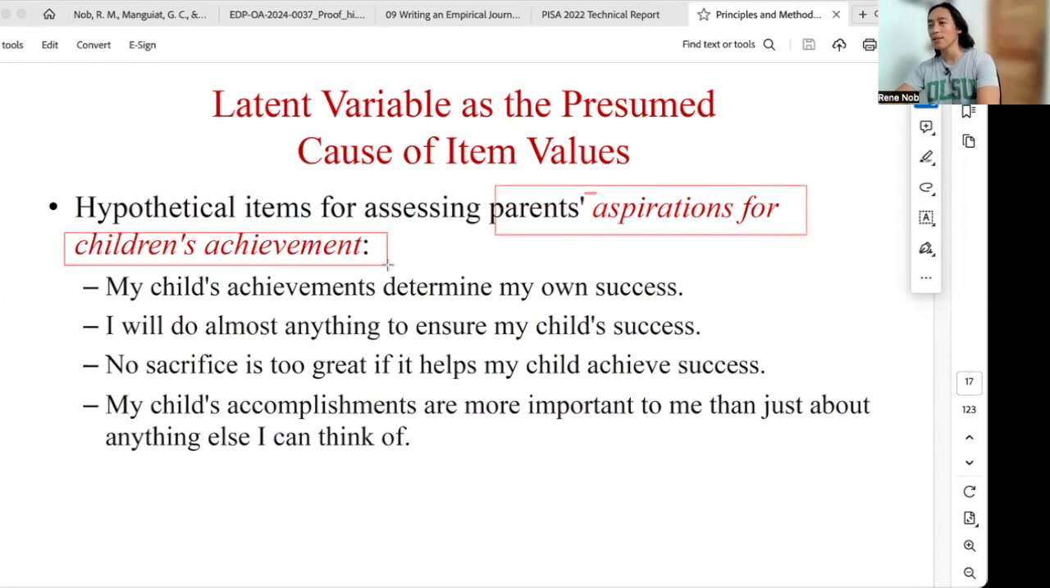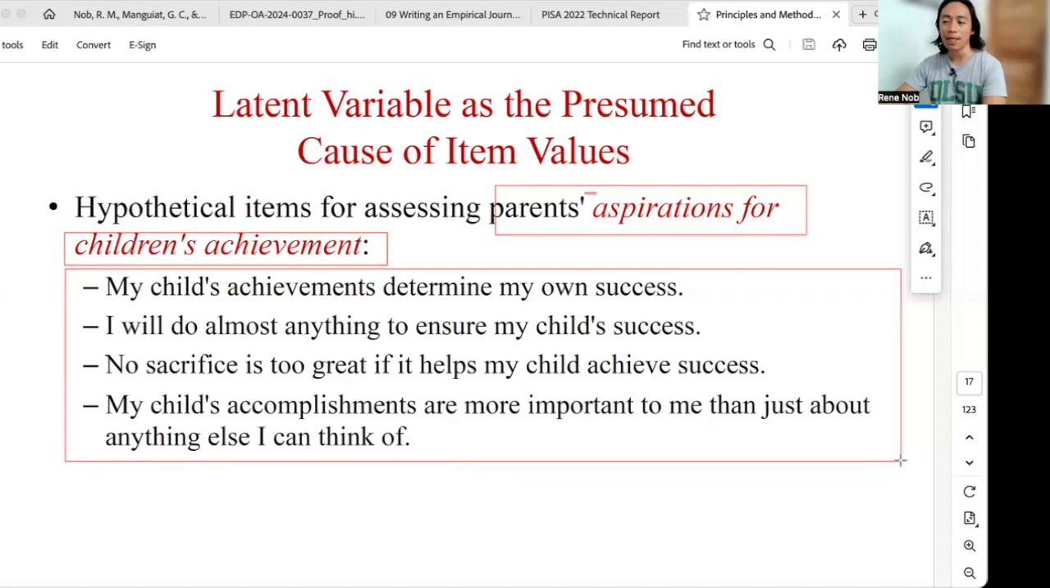Now, are you parents? Do you have children? Do you aspire for their achievement? And what are possible behavior indicators of a parent who has strong aspiration for their children's achievement? So these are supposedly a sample of those behaviors that we as parents may or may not agree with. If we agree with this, then this might be indicative of our high aspirations. If we don't agree with them, then that might be indicative of having less aspirations for our children's achievement. So let me know, for those of you who have children, do you agree or disagree with these statements?